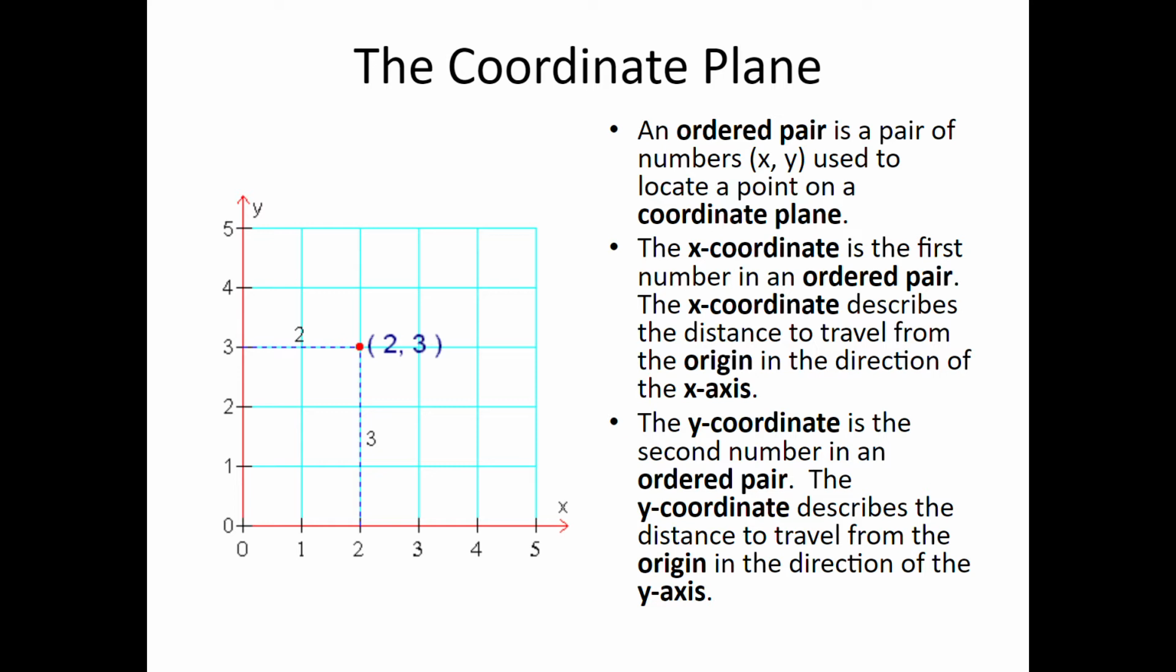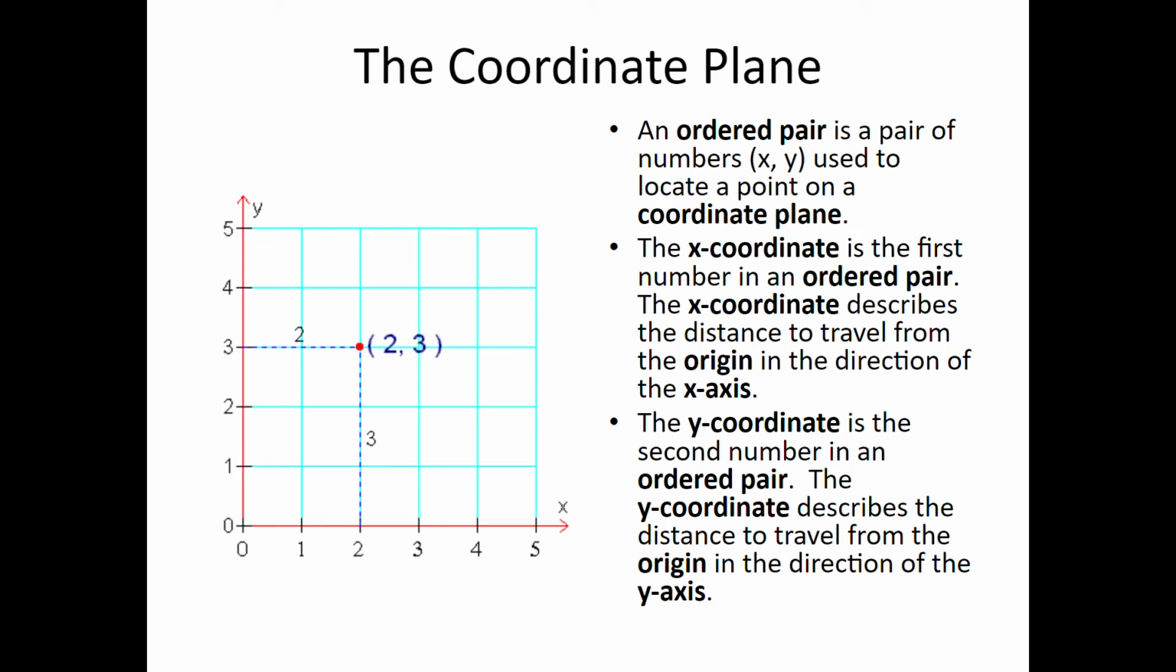Okay, now look at the picture. In order to locate that point, you start at 0 at the origin, 0, 0. You move over to the right 2 places on the x-axis. That gives you the number 2. And then you go up 3 times. Now that gives you the number 3. Therefore, you have the ordered pair of 2, 3.